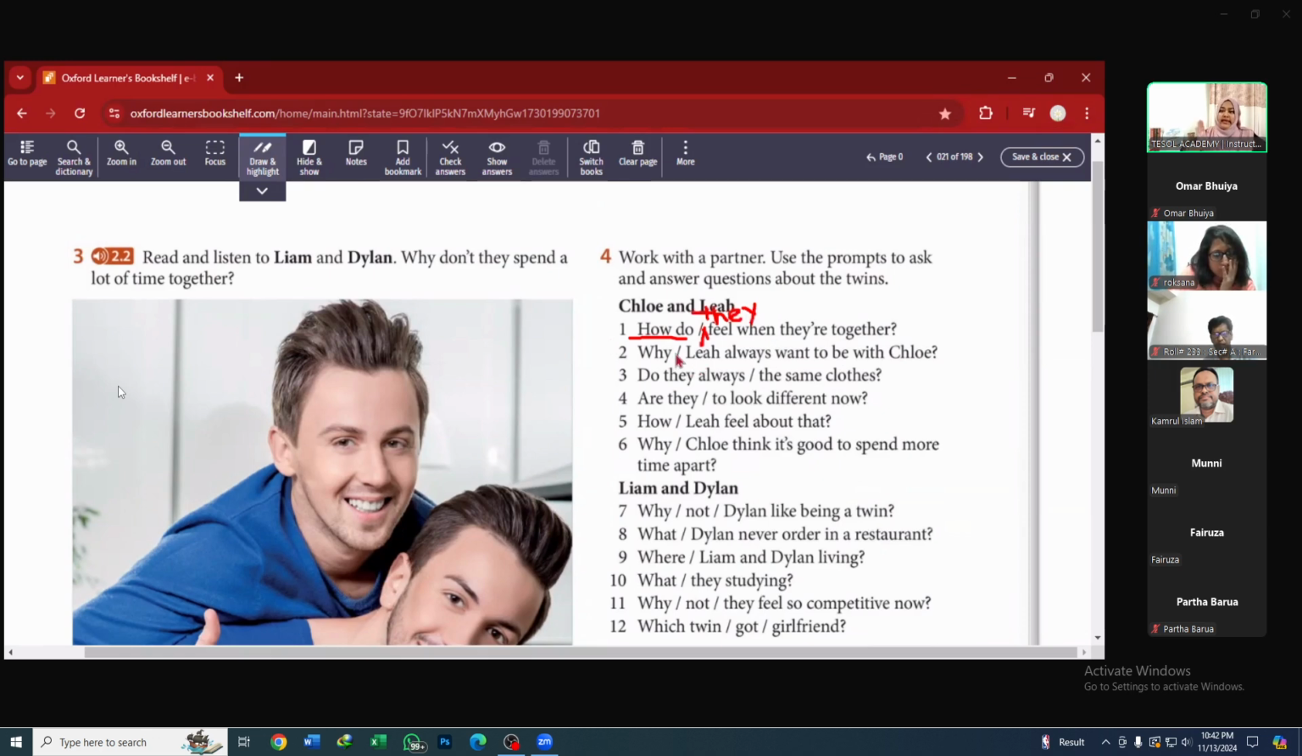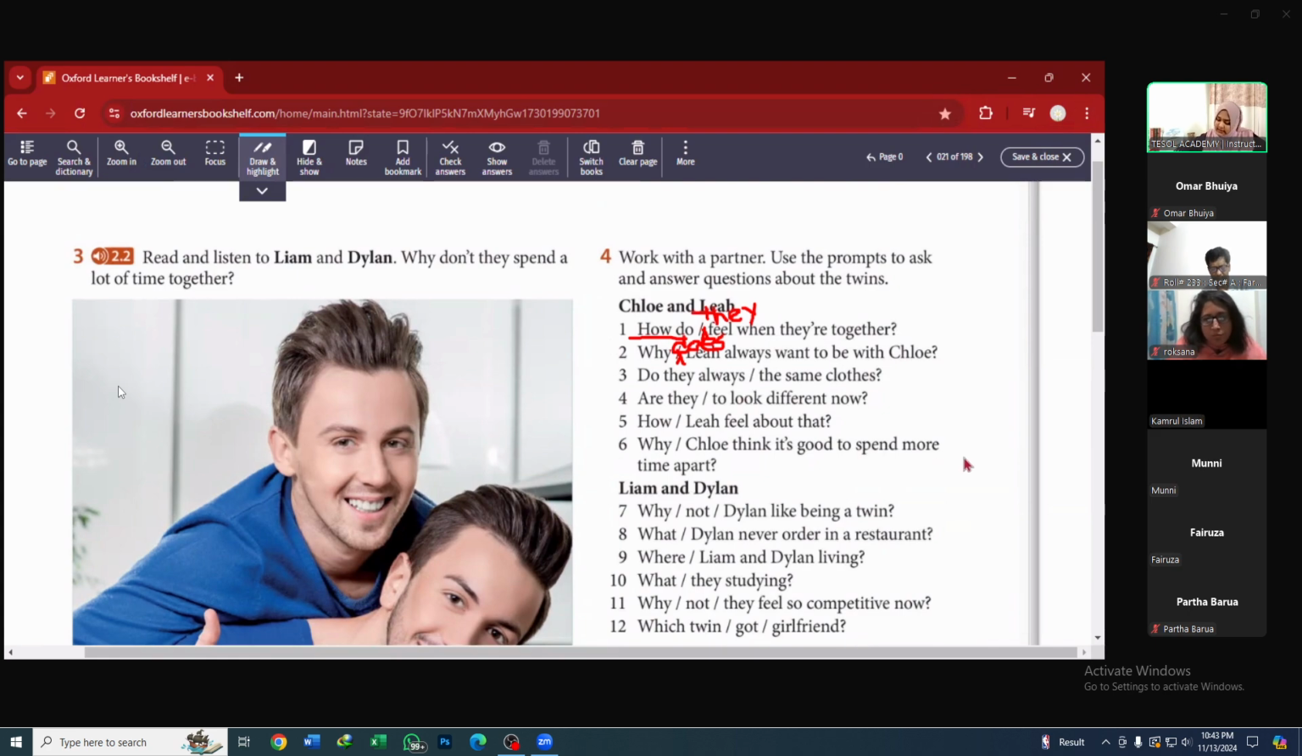Number two, I would like Miss Munni to answer number two. Why Leah wants to be with Chloe? So what will be the question of number two, Miss Munni? Why does Leah always want to be with Chloe? Excellent. Why does Leah always want to be with Chloe? Very good.